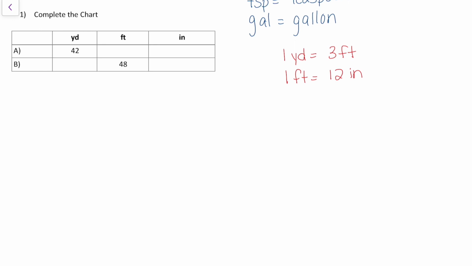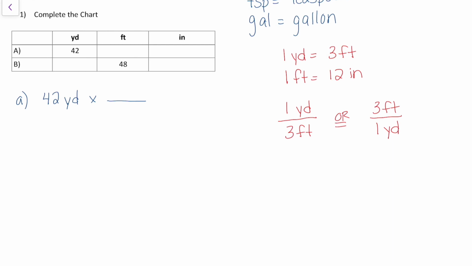So when I do these conversions, what I like to do is always start with what I have been given. So in A here, I've been given 42 yards. So I'm going to start with that. And I'm going to multiply by the conversion rate. And each of these conversion rates can be written in 2 ways. So for example, here I'm going to use the yard to feet conversion. This can either be written as 1 yard over 3 feet, or it can be written as 3 feet over 1 yard. And I'm going to choose the one that is going to help cancel my units.